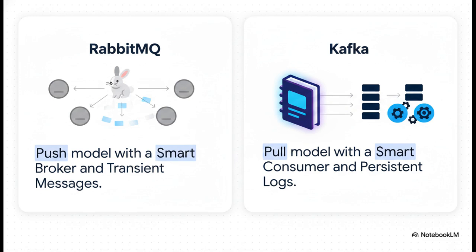Kafka, on the other hand, is the exact opposite. It uses a pull model. Consumers fetch the data only when they are ready. Kafka acts as a dumb broker with smart consumers that track their own read positions, or offsets. And its messages? They're persistent event logs that stay right there on the disk.